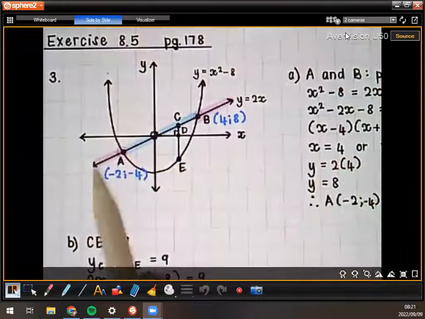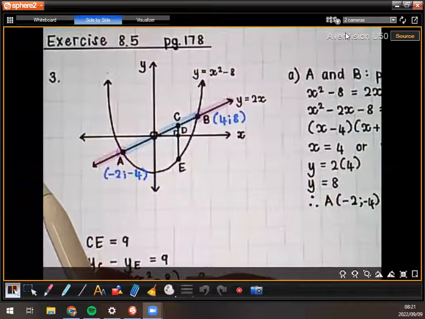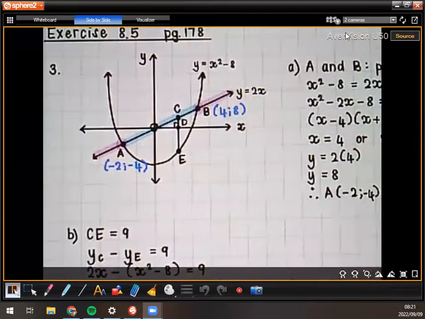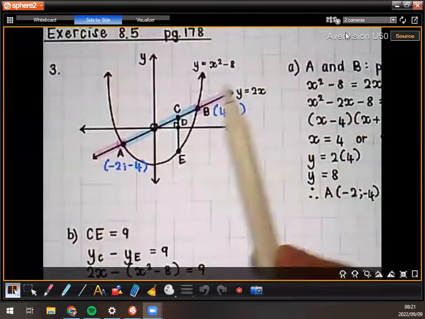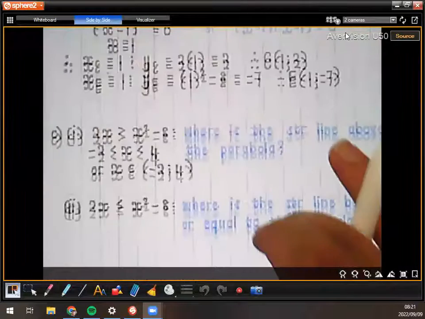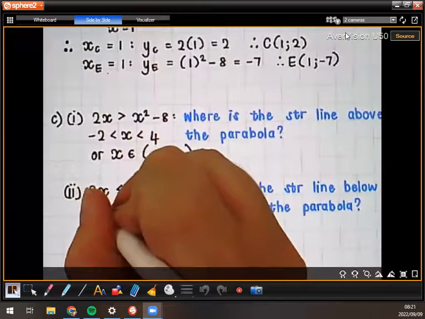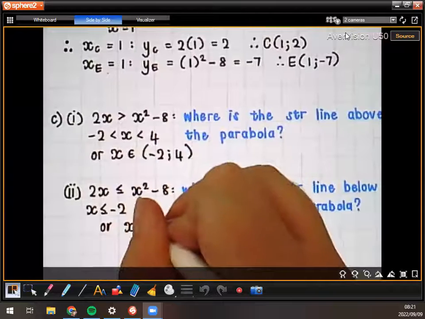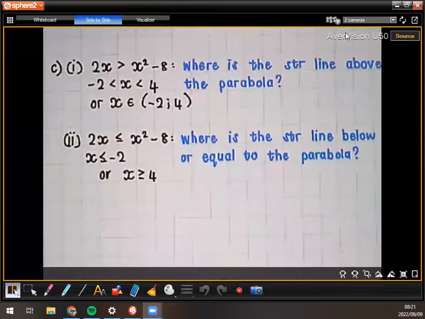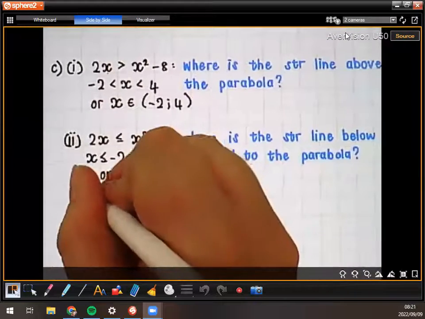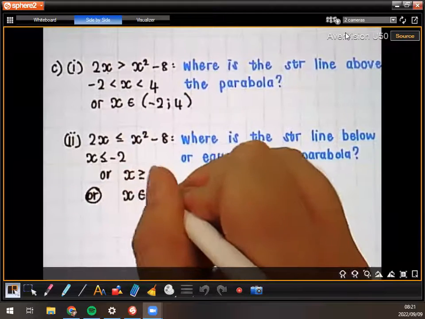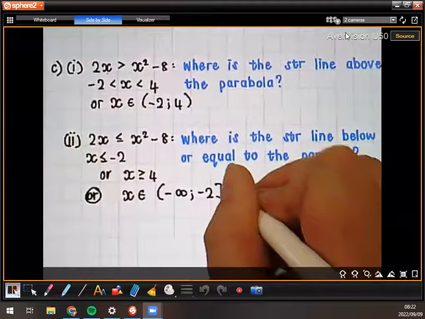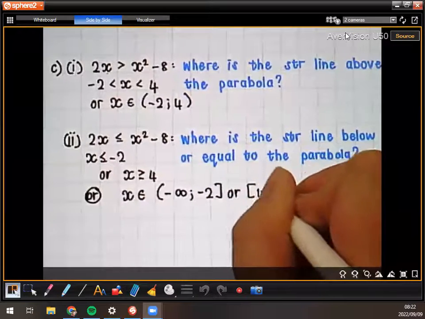Okay, so now for this, guys, I'm going to write x would be smaller than or equal to -2, or greater than or equal to 4. Yeah, greater than or equal to 4. So x smaller than or equal to -2, or x must be greater than or equal to 4. Or again, you can write it in interval notation. You can say x is an element of negative infinity to -2 with the square bracket, 4 with the square bracket, infinity.